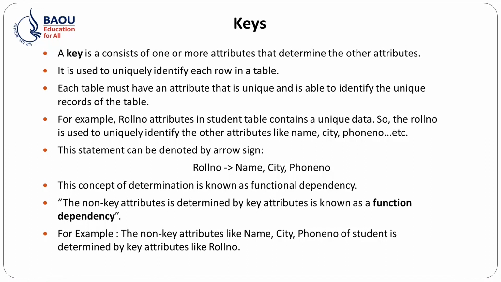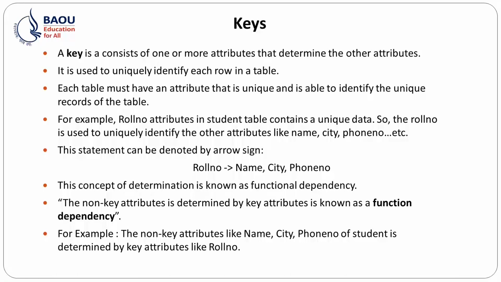This concept of determination is known as functional dependency. A functional dependency can be defined as the non-key attributes being determined by the key attributes. For example, the non-key attributes like name, city, and phone number in a student table are determined by the key attributes like roll number. So we can say that the name, city, and phone number are functionally dependent on the roll number.